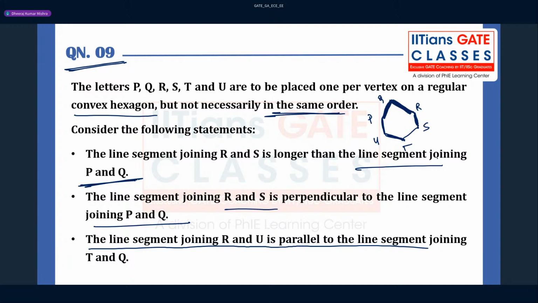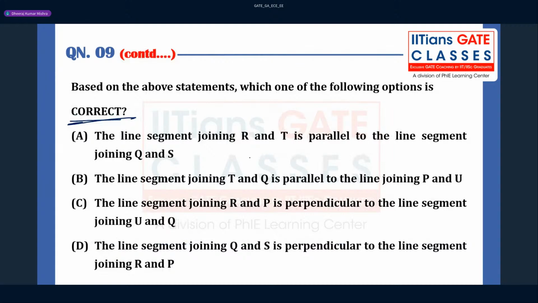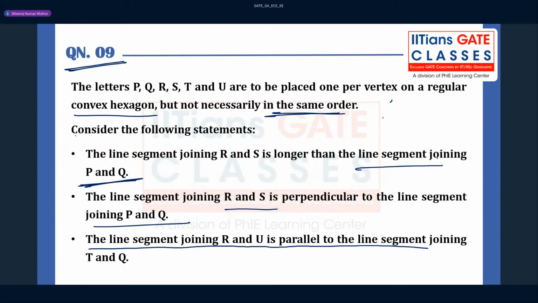The letters PQRSTU are to be placed one per vertex on the regular convex hexagon, but not necessarily in the same order. So what we have done here is we have just put them in the same order, but you don't have to put them in the same order, right? That is very important to keep in mind. So what you will find here is that the line segment joining R and T is parallel to the line segment joining Q and S. So you will get the answer as option A, if you solve this properly. But you have to draw the picture. If you draw the picture, you can get the answer quickly.